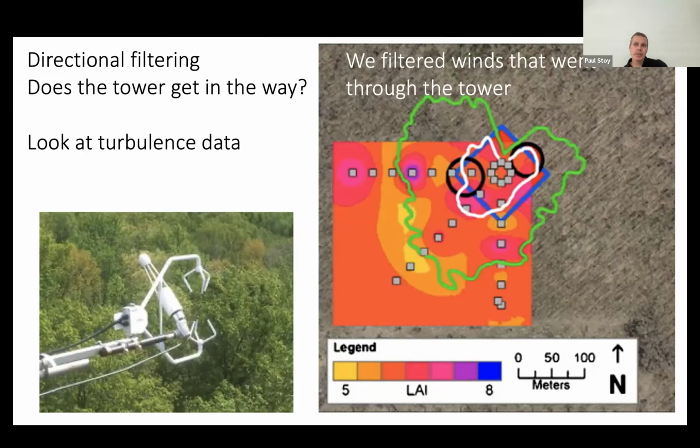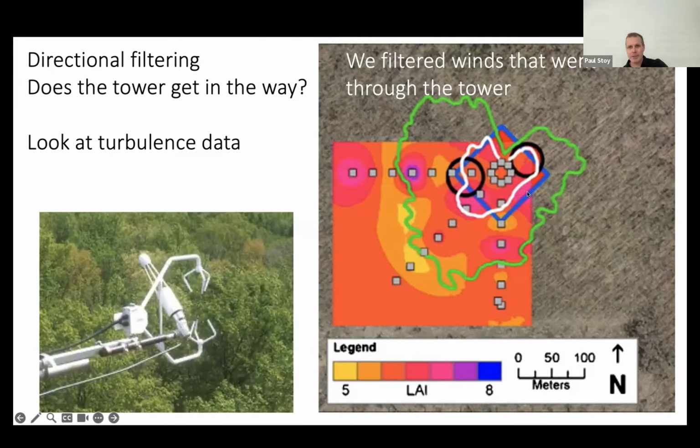That should also be apparent, hopefully, if you're using the Mauder and Foken or other types of quality control, like the stationarity tests, right? Ideally, those will help find and flag those data. But like I'm saying, environmental data is guilty until proven innocent. So carefully always look at all your data.